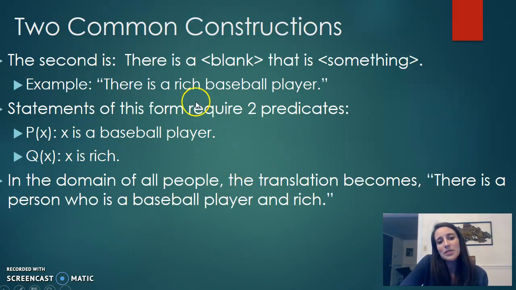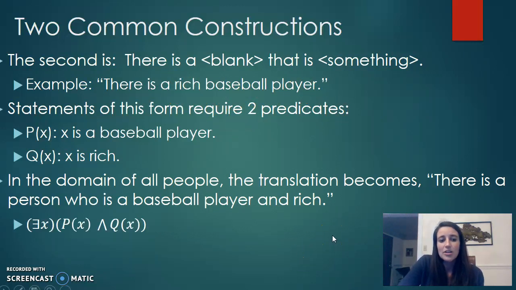In the domain of all people, this sentence, there is a rich baseball player, translates to there is a person who is a baseball player and rich. Basically, being a baseball player and being rich both define this person. There is a rich baseball player. So in symbols, that looks like there exists x such that P of x and Q of x.